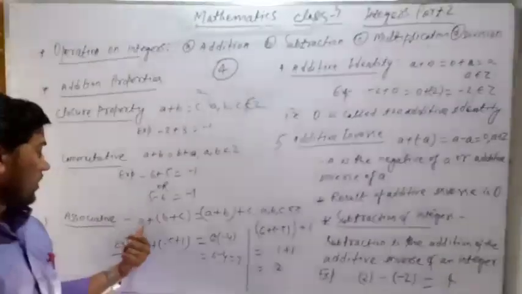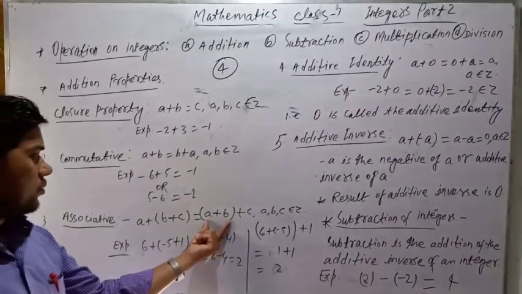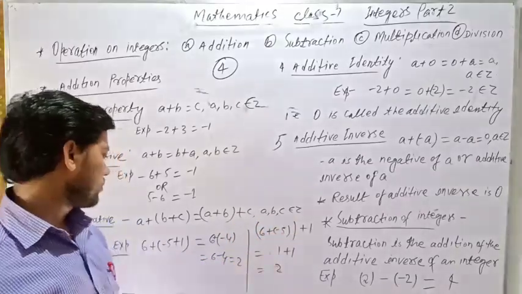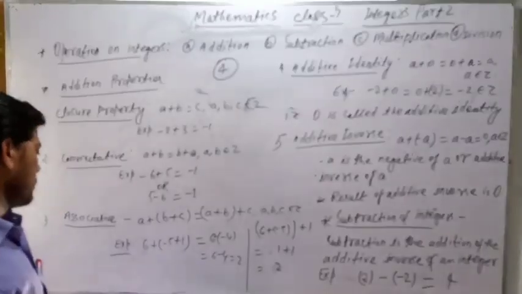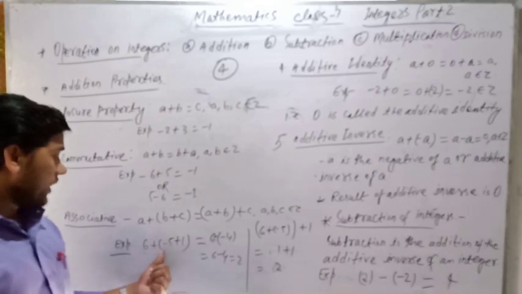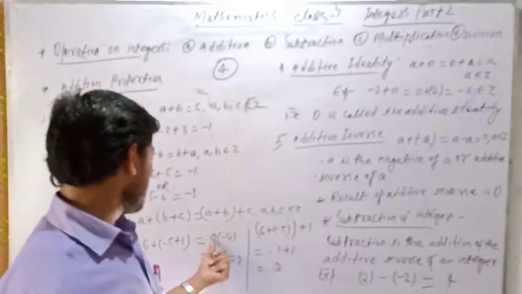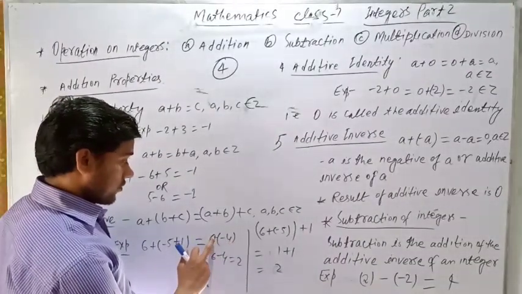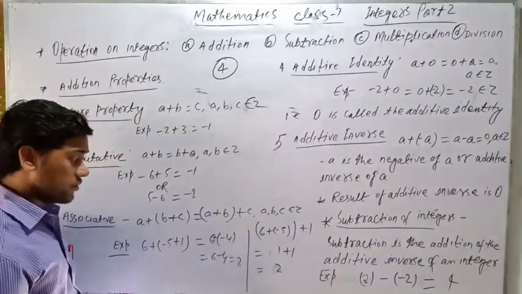Associative property: a plus b plus c within bracket is equal to a plus b plus c, where a, b, c belong to Z. It means a, b, c are integers. Example: 6 plus within bracket minus 5 plus 1 is equal to 6 plus minus 4, so 6 minus 4 is equal to 2.